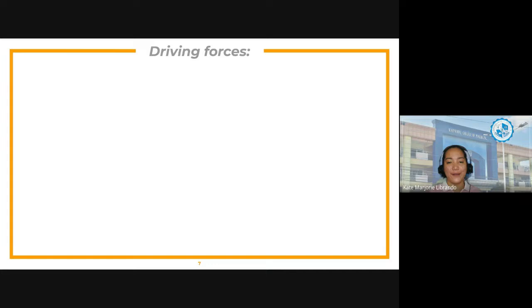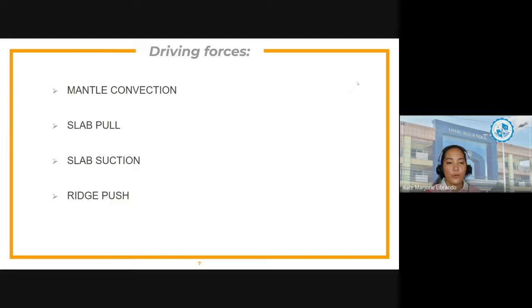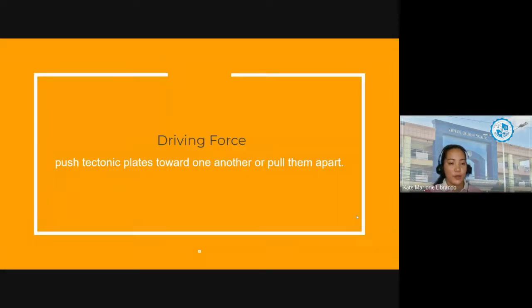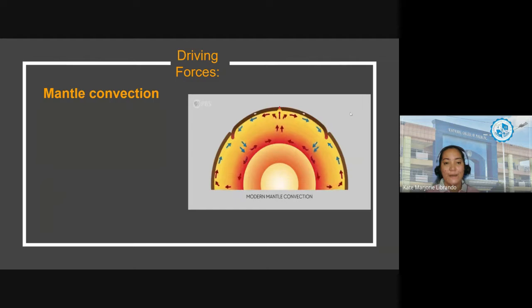Now, let's move on. I have here the list of the driving forces. So here they are: the mantle convection, slab pull, slab suction, and ridge push. Now, what is a driving force? When we say driving force, it is wherein the plates are pushed towards one another or pulled apart. Now let's know one by one what those are. First, we have the mantle convection.